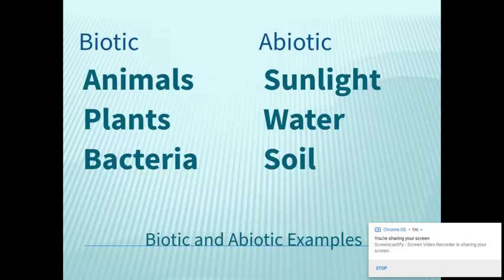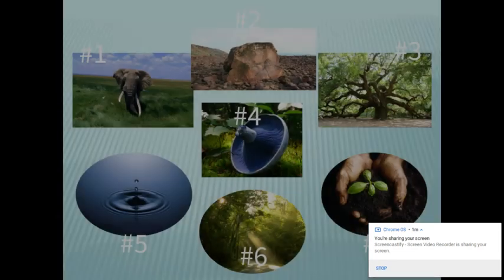So here's some examples of biotic factors. You got animals, plants, bacteria. Abiotic would be sunlight, water, soil, and all of these are important. Without the sun, all life on Earth would cease to exist. So the sun is by far the driving force of all ecosystems.